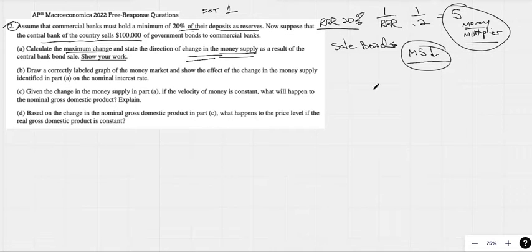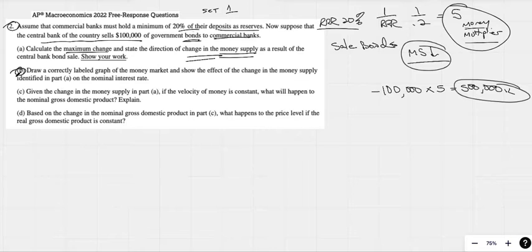We recognize that that whole $100,000 is going to come out of the banking system because those banks are buying 100,000 of bonds from the Fed. So that whole $100,000 is money that these banks are going to spend to buy bonds. They buy the bonds, the money goes to the Fed. That 100,000 leaves the banking system. We'll take the 100,000 times the money multiplier, and that's going to give us a decrease in the money supply of $500,000.